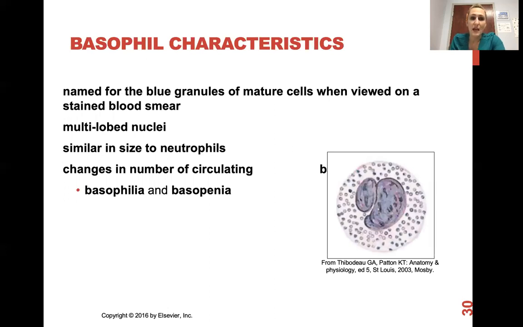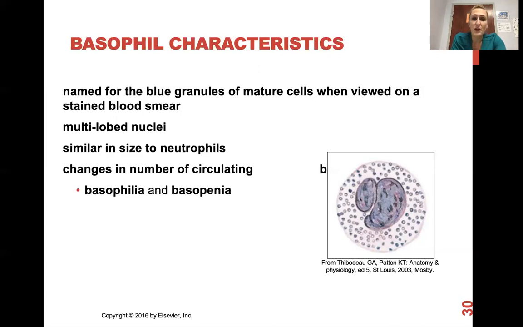Basophils. So this is named for the blue granules of mature cells when viewed on a stained blood smear. In an appropriately stained blood smear, they should be really dark with blue circles, making the whole thing appear really dark. They are the least common white blood cell. Less than 1% should be in peripheral circulation. They have multi-lobed nuclei. They are similar in size to neutrophils.